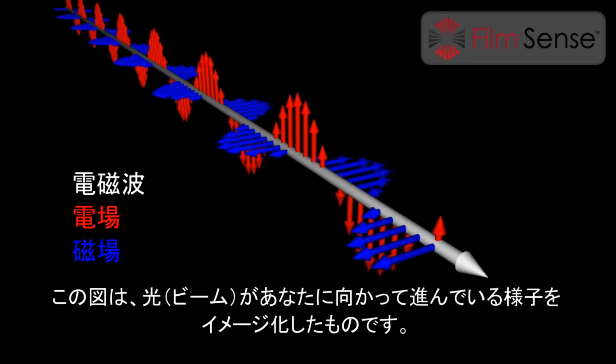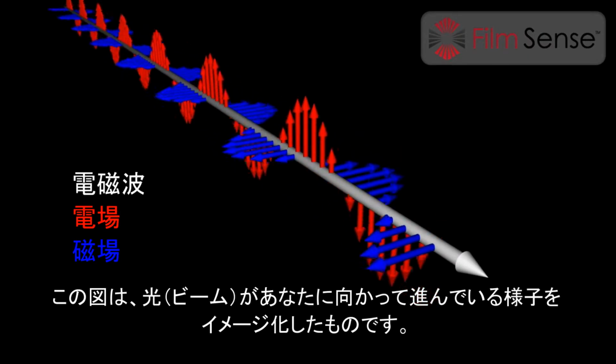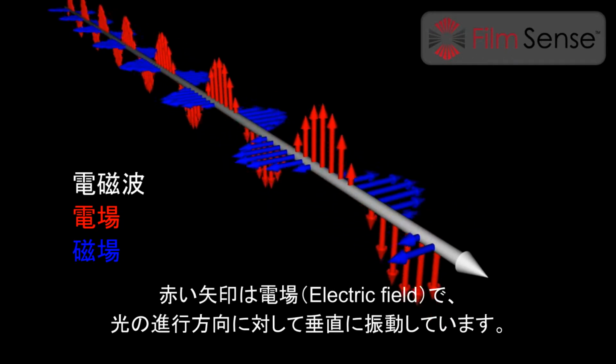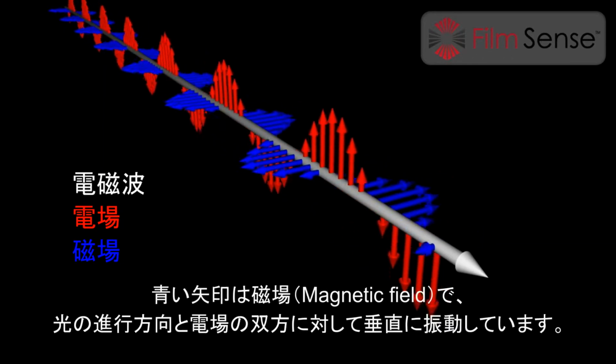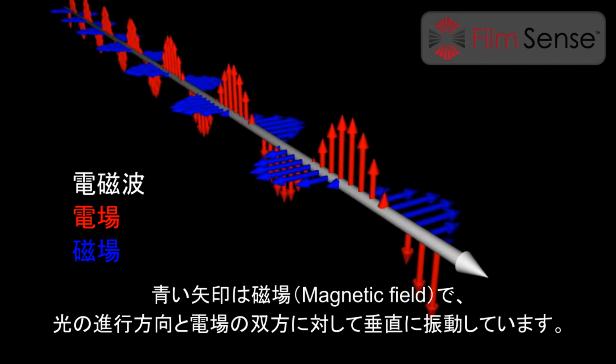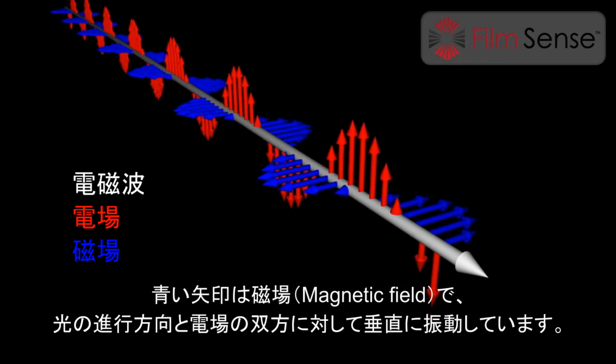This visualization shows a beam of light propagating towards you. The electric field, shown as red vectors, oscillates perpendicular to the light beam direction. The magnetic field, shown as blue vectors, oscillates perpendicular to both the light beam direction and the electric field.